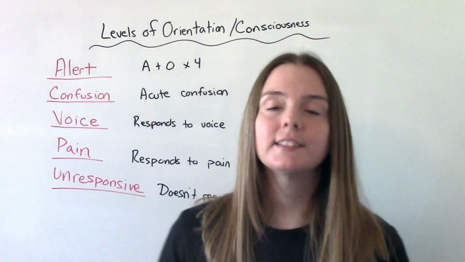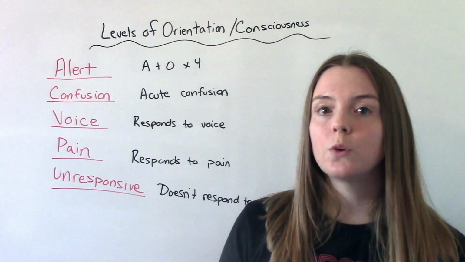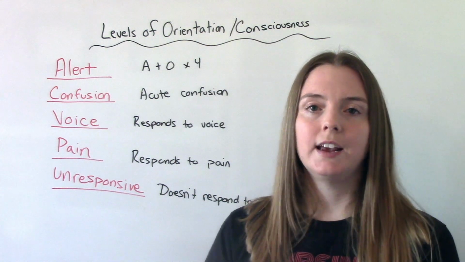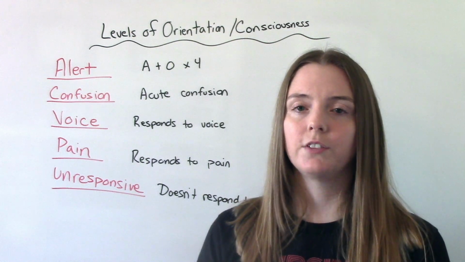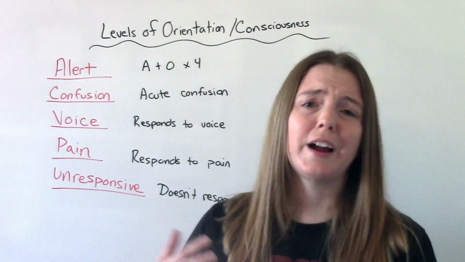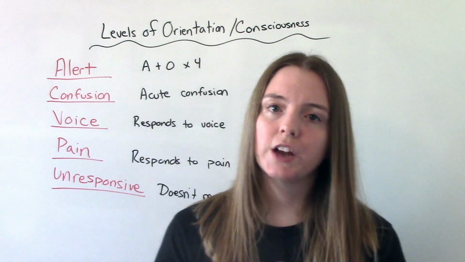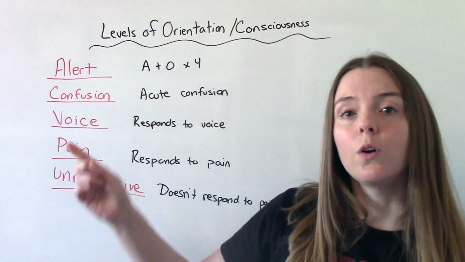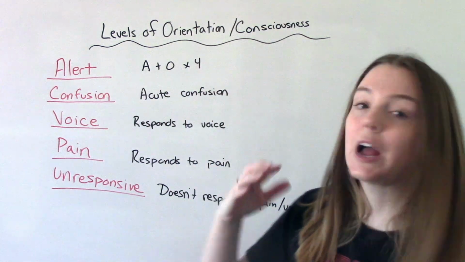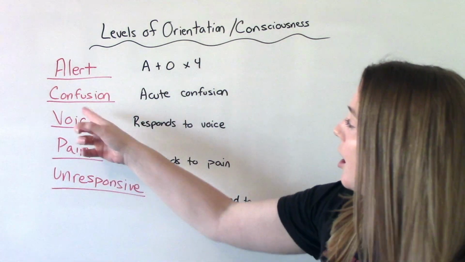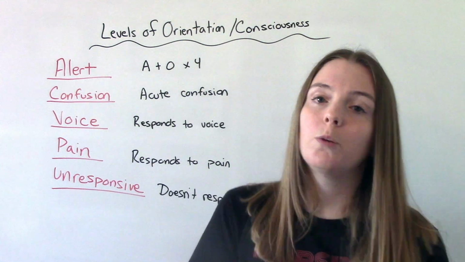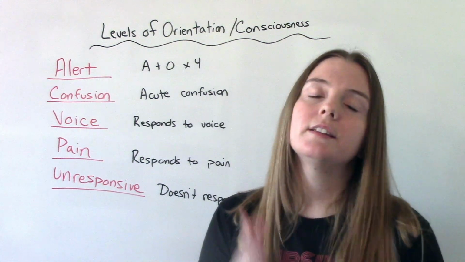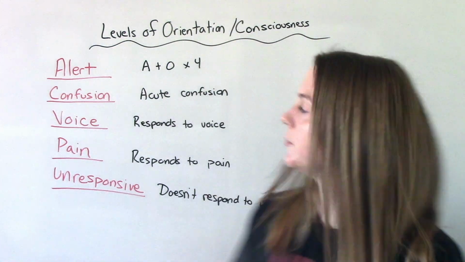I also wanted to discuss the ACPO score. So this can be used in an emergent situation if your patient has an issue with their level of consciousness because of like a stroke or a head injury. So what this checks for is alertness. So are they alert? A and O times 4. Are they having acute confusion? So they were fine just a moment ago, but now because of whatever happened, they're having a confused state.